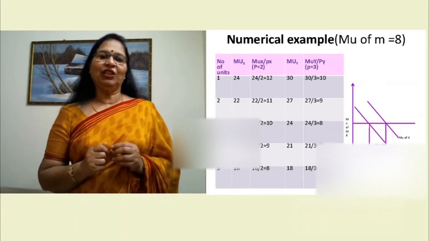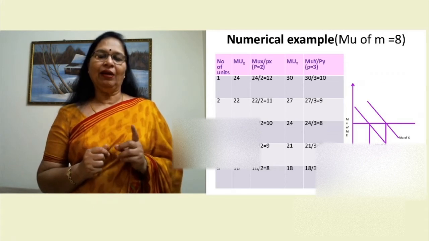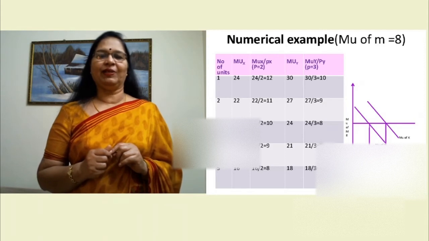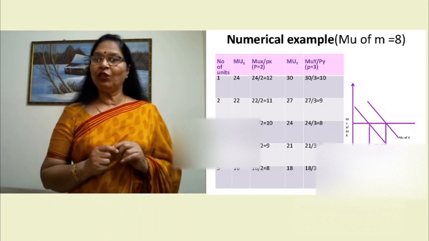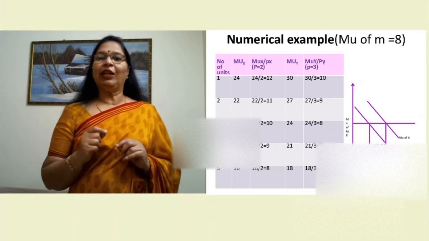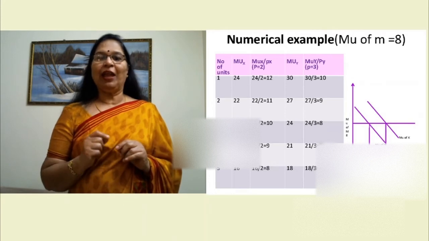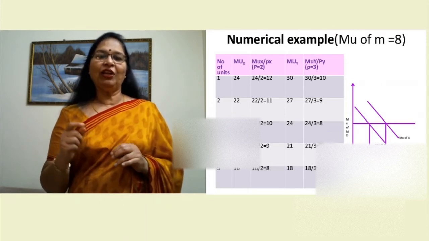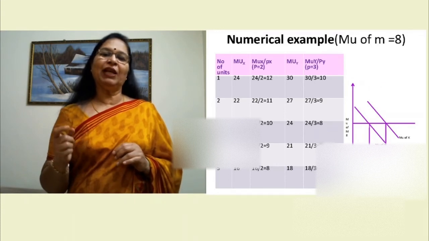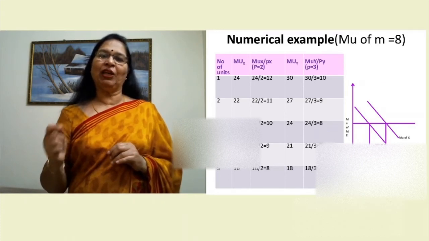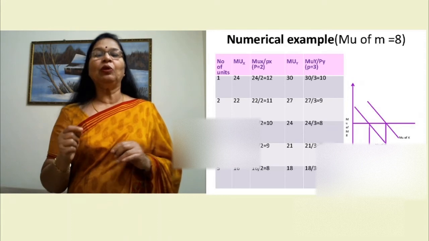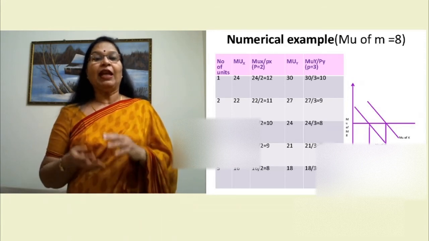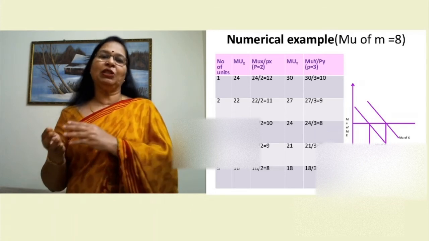Yes, the consumer will buy 5 units of commodity X. Why would he buy 5 units of commodity X? He will buy 5 because MUX by PX is equal to 8. And what did we assume? We assumed that the marginal utility of money is also 8. So the marginal utility of commodity X by price of X is now equal to the marginal utility of money, which is 8.